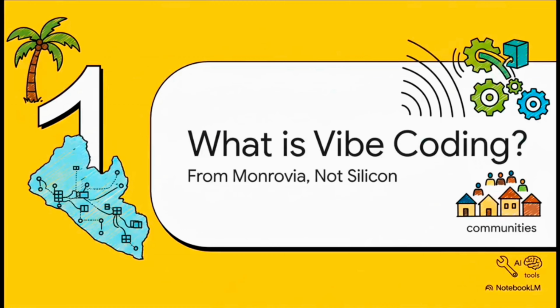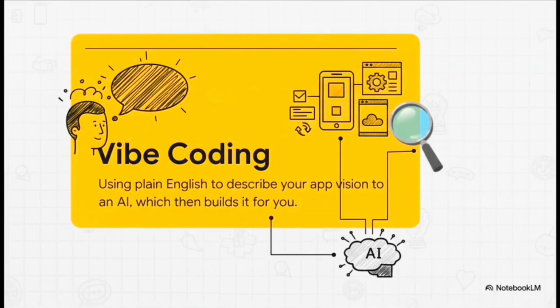All right, first things first. What exactly is vibe coding? And let's be clear, this isn't some complicated idea from Silicon Valley. Nope. This is a skill you can learn and use right here, right now, to build things that actually matter to our communities. At its heart, vibe coding is just talking. It's using plain, everyday English to describe what you want your app to do to an artificial intelligence. You explain the vibe, the features, what it should look like, and the AI becomes your personal developer, building it right in front of you.